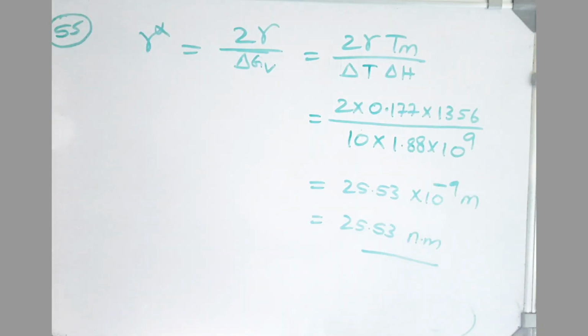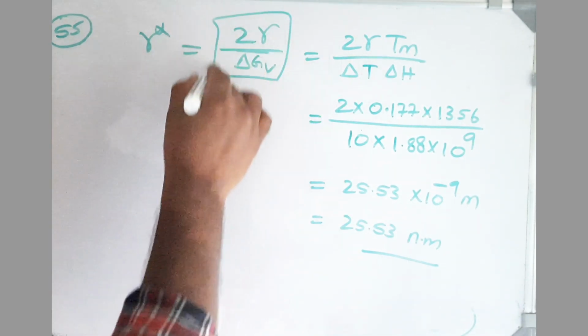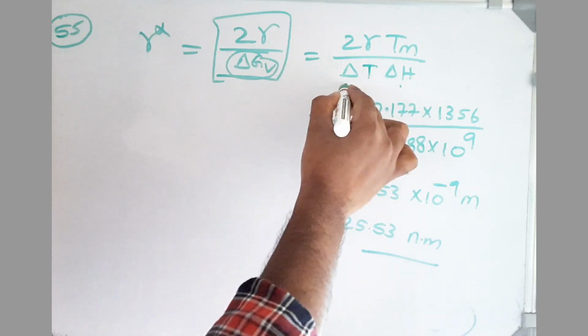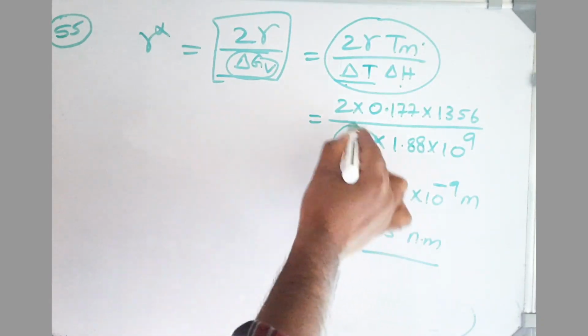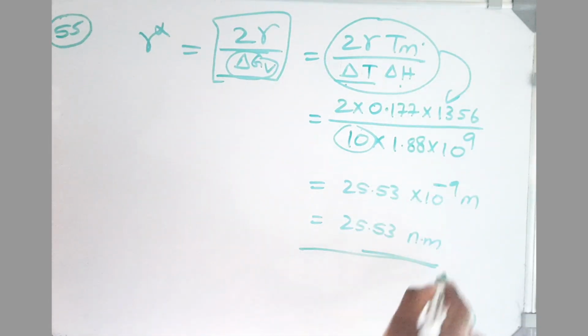Friends, question 55 is finding R star. This is straightforward, friends. R star is 2 gamma by delta GV, and delta GV is equal to delta H delta T by Tm. So everything is given, friends. Undercooling is given as 10 degrees. So just by substituting these values, we get 25.53 nanometers.